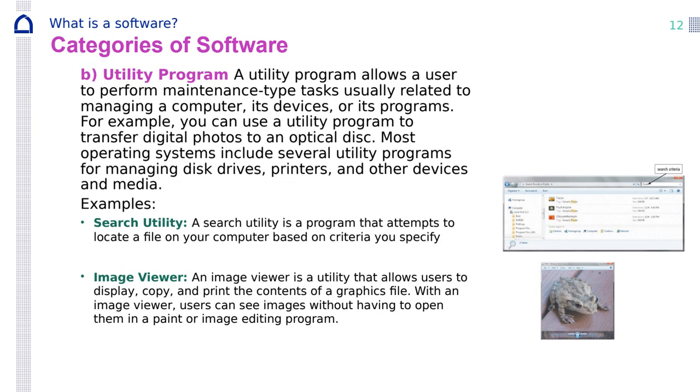Also, we have the utility program. So we learned the operating system. Now we have the utility program. A utility program allows a user to perform maintenance type tasks, usually related to managing the computer, devices, or its programs. For example, you can use a utility program to transfer digital photos to an optical disc, to burn photos to a DVD, you know? Transfer files. Yeah, to burn them. You need a utility. Transfer, yes. Okay.